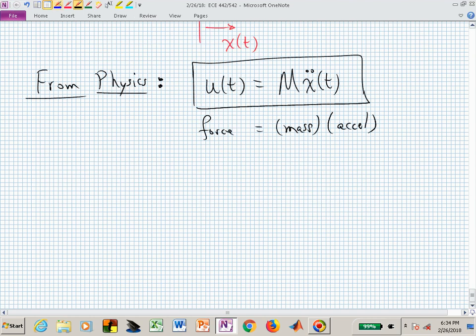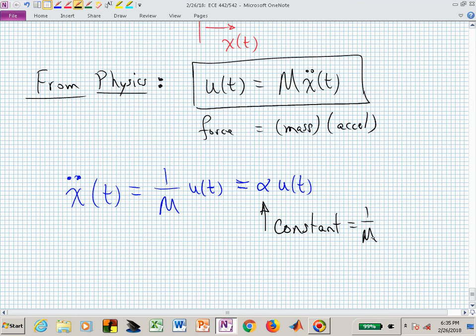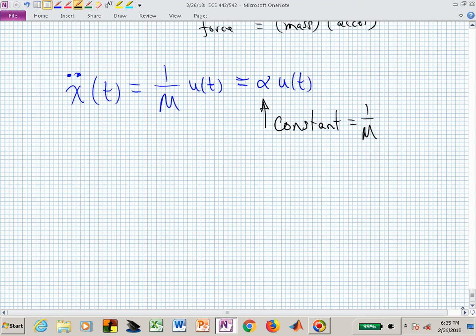Well, let me now solve that for the highest powered derivative, because that's kind of how we like to play with transfer functions. If I divide both sides through by the mass, x double dot of t is 1 over m u of t. And maybe I'm tired of writing division symbols, so let me just call 1 over m alpha. It's a gain, it's a number, so alpha u of t. There's my dynamical relationship. Alpha is a constant, equaling 1 over m. I have x double dot is equal to alpha u.